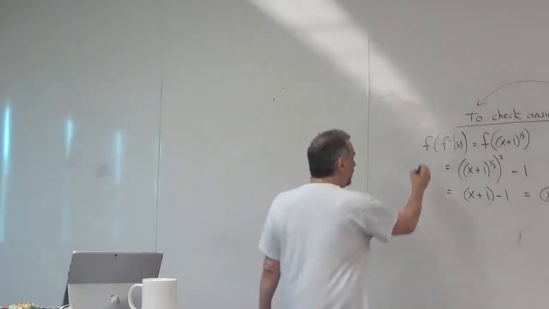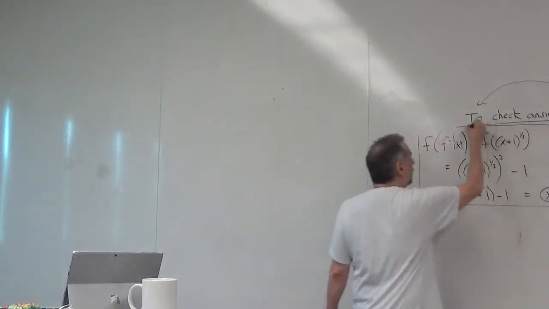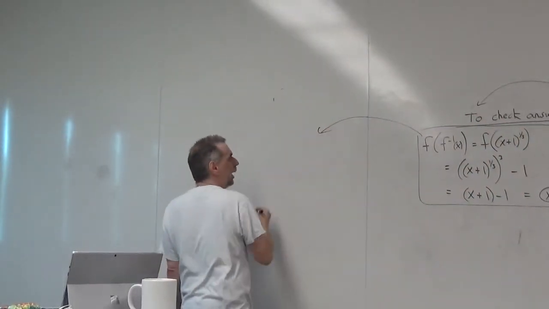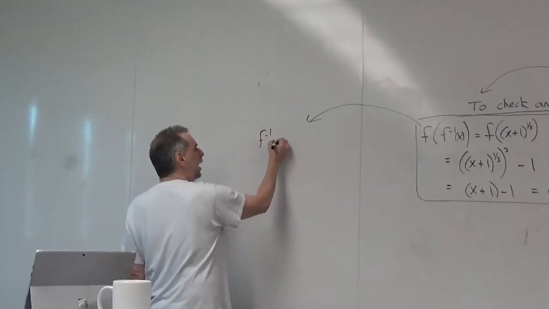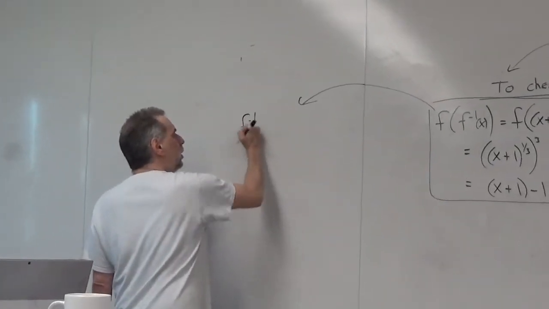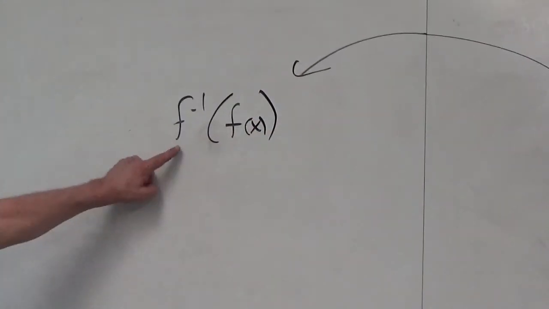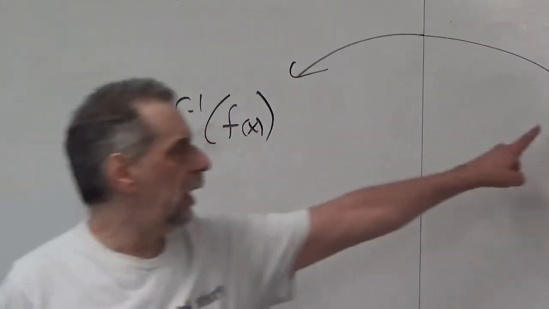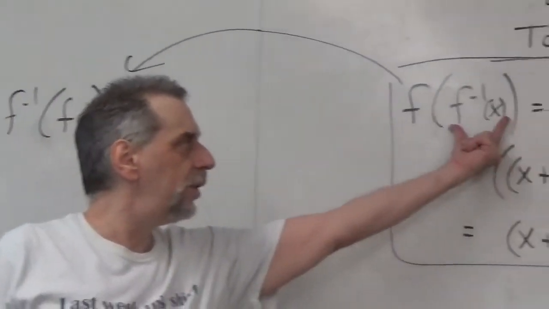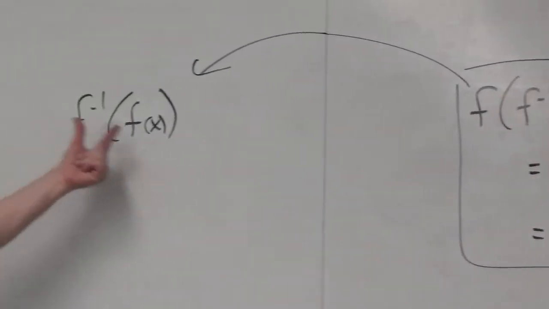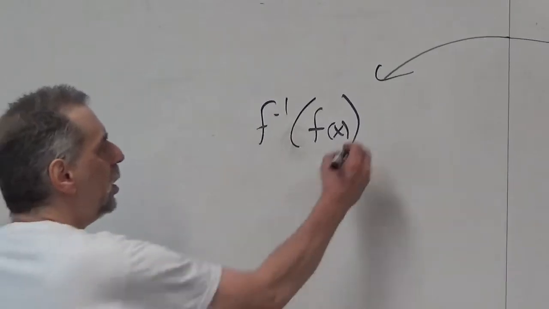But that gives us a good feeling that we probably are on the right track. So now we want to go in the other direction, the f inverse of f of x. Okay, so now we're going in the other direction. Here we took f of f inverse. Here we're taking f inverse of f.